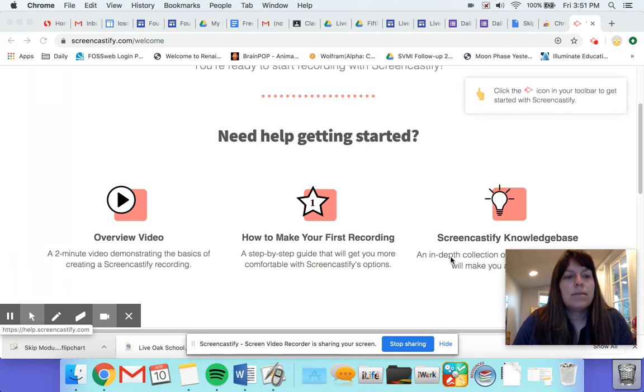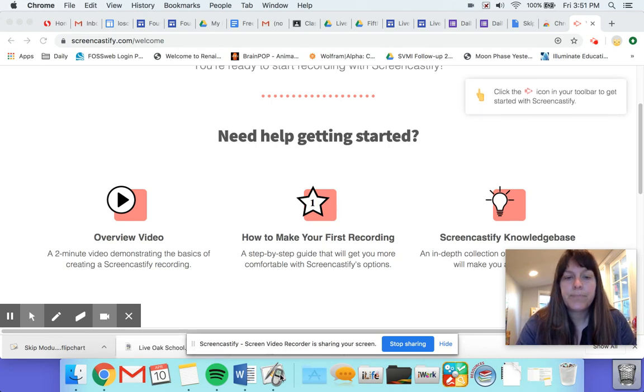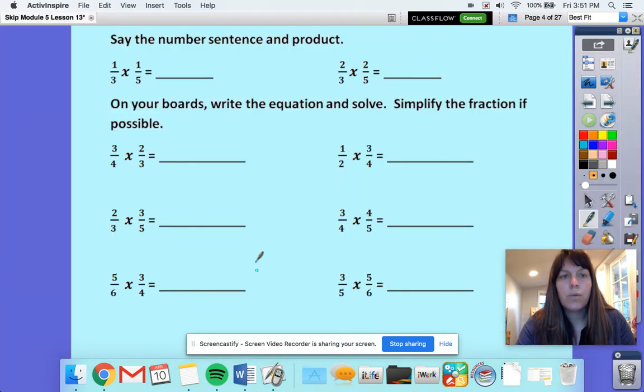So to refresh your memory, we are practicing multiplying, sometimes with fractions, to find the area and the volume of figures. So for our warm-up, I'm going to go ahead and share my screen with you. We're going to start here.